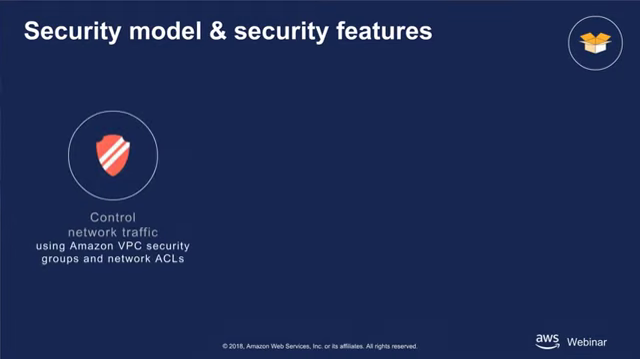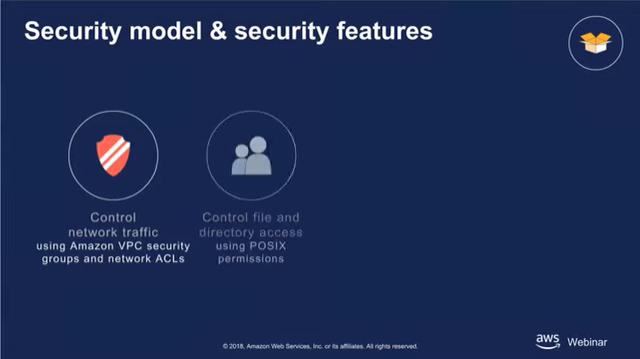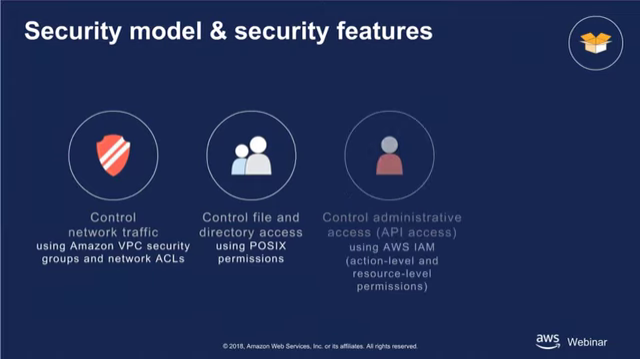Okay, so changing gears a bit, let's talk about EFS security features. EFS provides a variety of mechanisms to control access to your data and to your file system resources. First, you can control network traffic using Amazon VPC security groups and network access control lists. Next, you can control file directory access using POSIX permissions. Third, you can control administrative access using AWS Identity and Access Management action level and resource level policies.